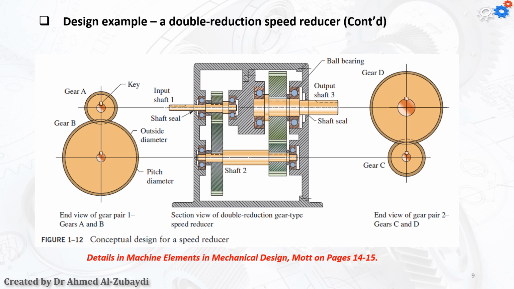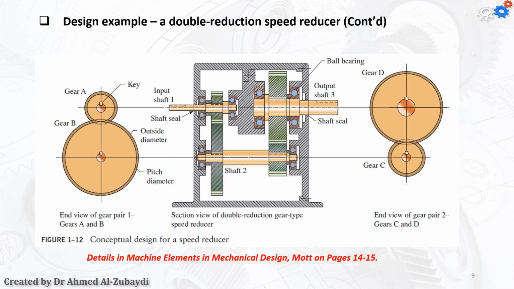Figure 1-12 represents a conceptual design for the speed reducer. So as we can see here, in the first stage, an input shaft drives a smaller gear, which is the pinion, that meshes with the larger gear, reducing the speed and increasing the torque. The output of this first stage then will drive the second stage, where another set of gears further reduces the speed and amplifies the torque.